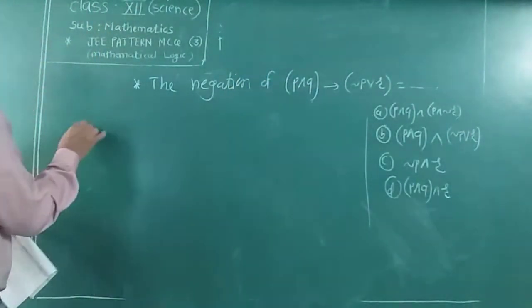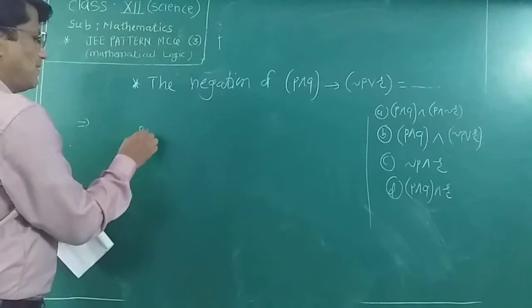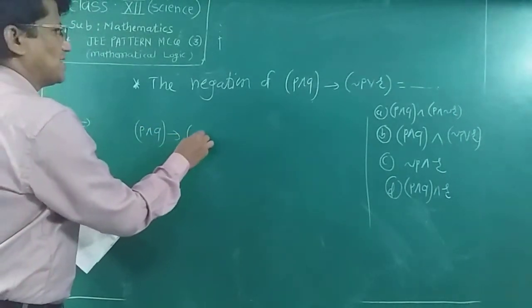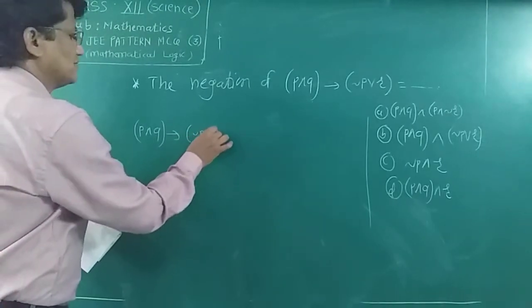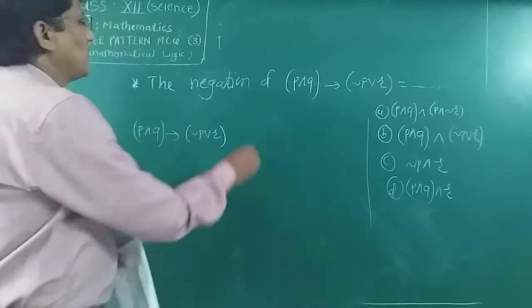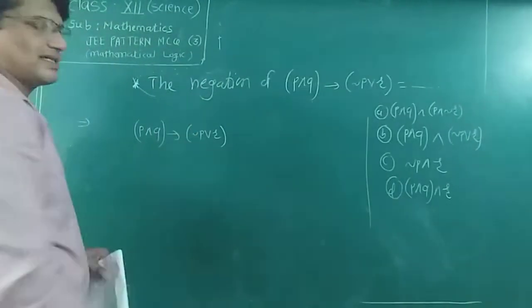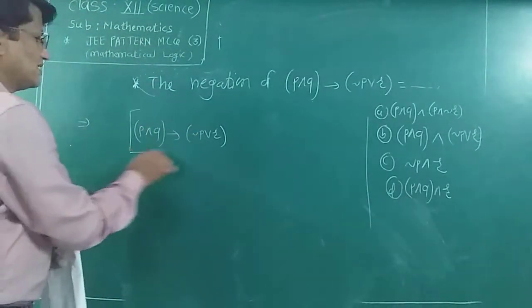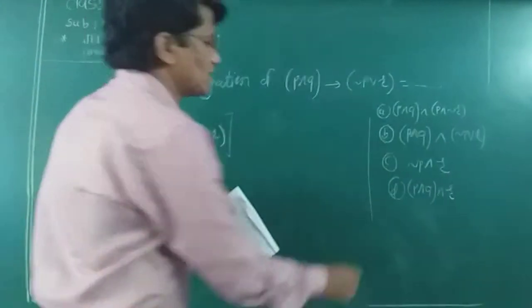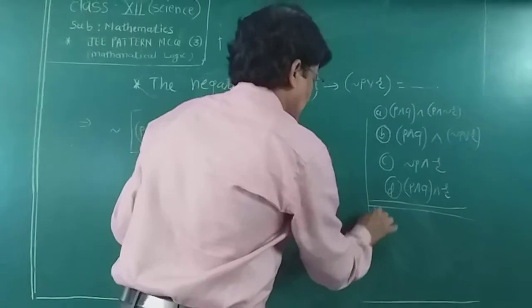See here now. What is the statement? (P and Q) implies (negation P or R). This is given, and we have to find the negation of this. Put this in a square bracket and take the negation of it. And we must know the rule.